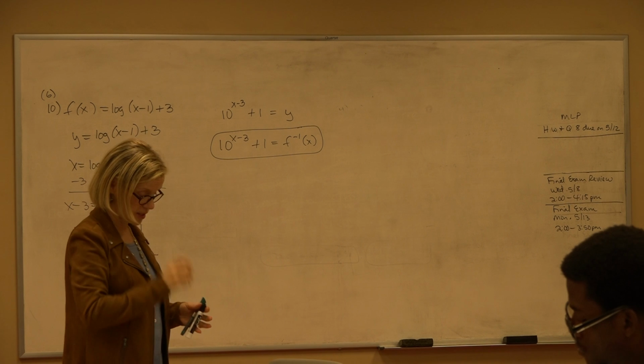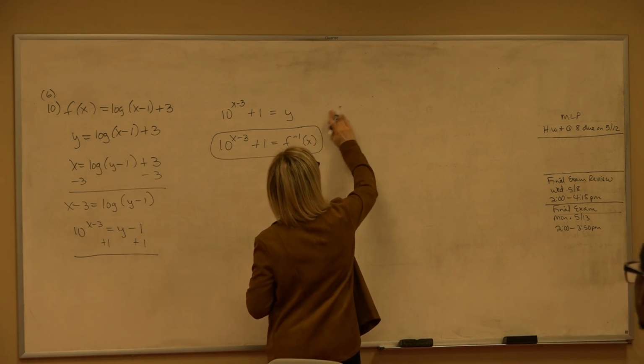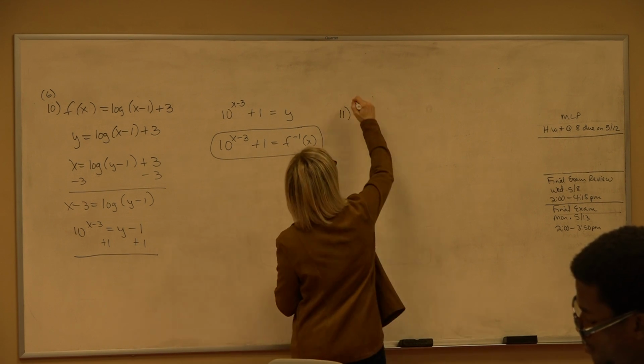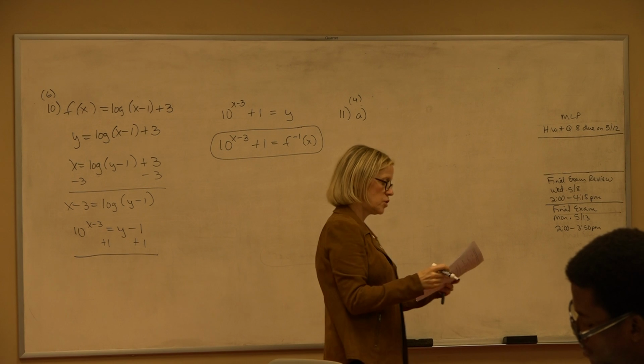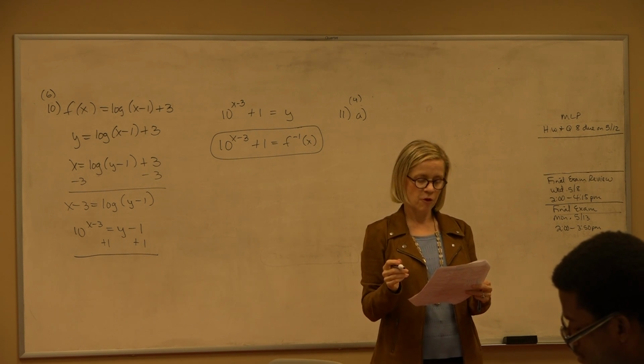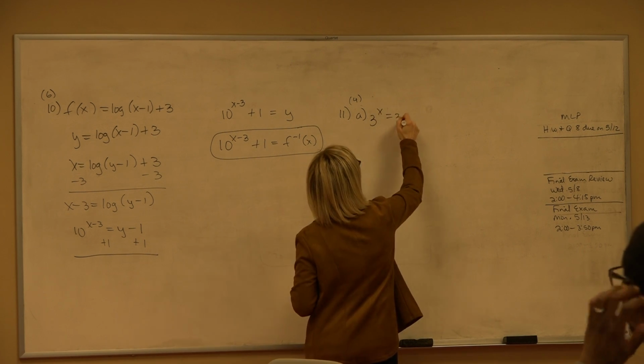And that was for 6 points. Number 11. 11a, worth 4 points, says, use a calculator to find the approximate answer rounded to 4 decimal places for each equation. So we have 3 to the x equals 34.